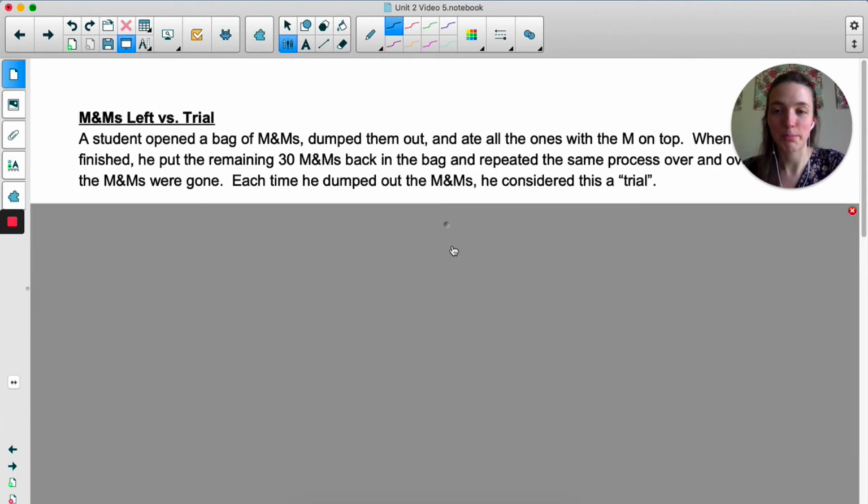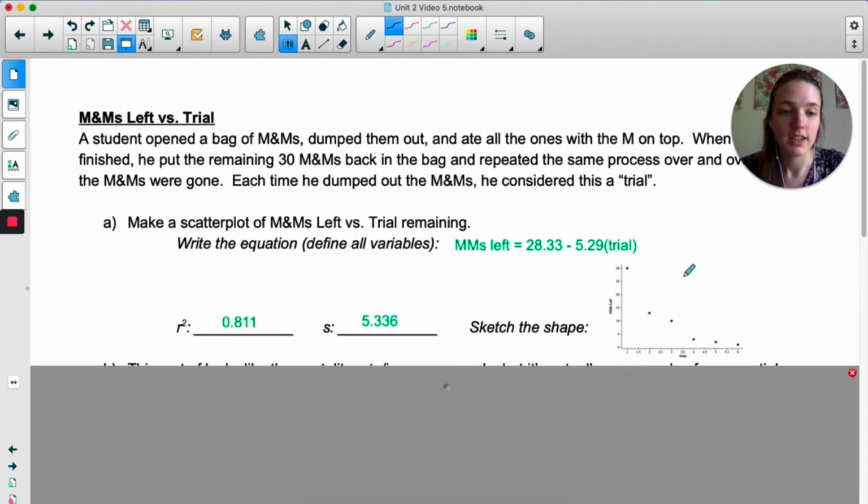Okay, last example. This is a real activity that I do when I teach Algebra 2 when we do exponential growth and decay. In the original, here's our equation, .811, standard deviation 5.33. And just like the last example, it's not bad. Like 0.811, that's fine. But this is an example of exponential decay. So I think we can do better.